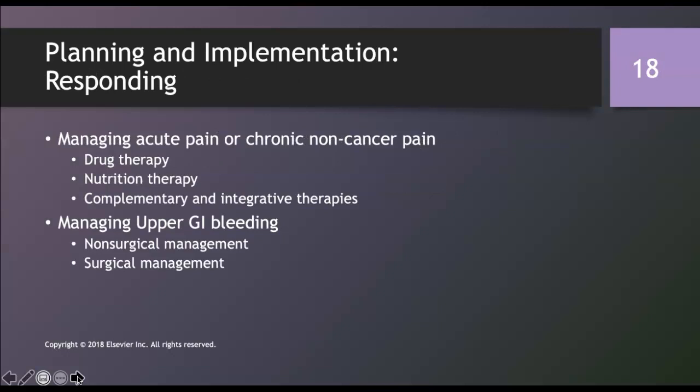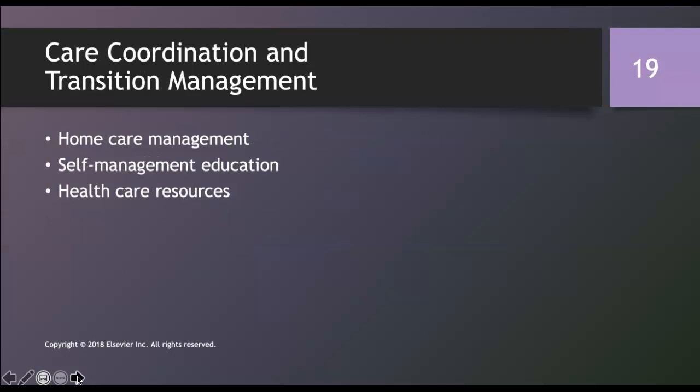For clients who have peptic ulcer disease, again, it's managing that pain with drug therapy, nutrition therapy, and any other complementary therapies that might be prescribed by the physician we're collaborating with. If they have some upper GI bleeding, there may be non-surgical management as well as surgical management, depending on the severity and location of the ulceration. Most clients should be able to go home, unless they have a perforation, and then they might be a surgical candidate.